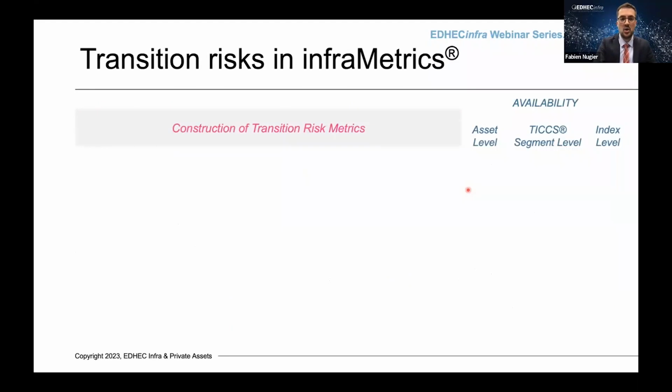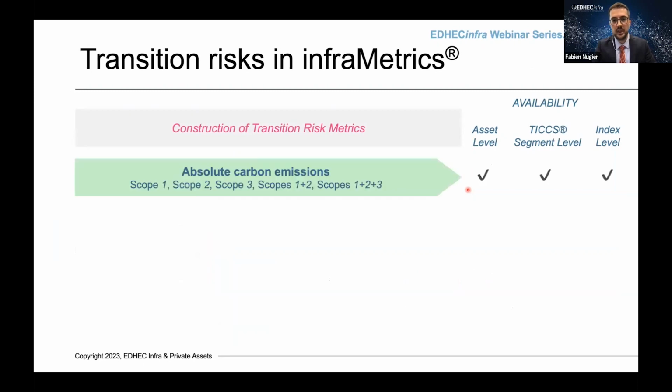All right, so having these models, we can now build different metrics. So the first metric we have is the absolute emissions. So Scope 1, Scope 2, 3. Scope 3 is a bit less available, but we still have it in a lot of cases. And Scope 1 plus 2 and Scope 1 plus 2 plus 3. So you can get that at the asset level, but you can also aggregate this data at the TICS segment level or the index level.